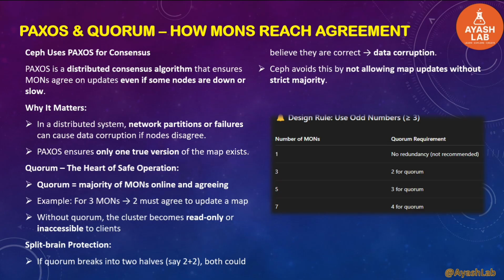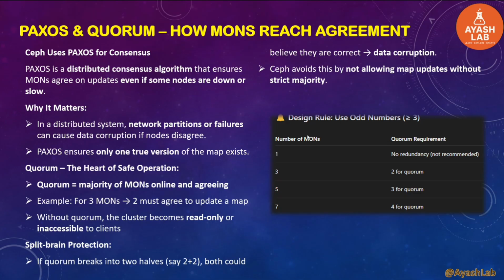So, it is the thing for Paxos and quorum. Let me give you a short recap. Mons use Paxos to agree safely. Quorum is required to keep the system running properly, and without it, Ceph protects your data by locking down changes. So in a Ceph cluster, it's not enough to just have Mons online. You need a majority of them healthy and talking to each other at all times.